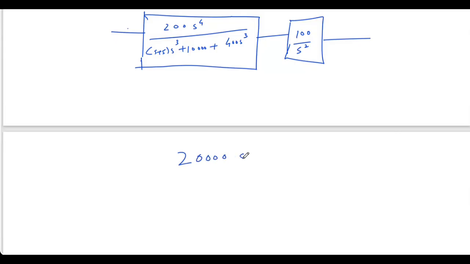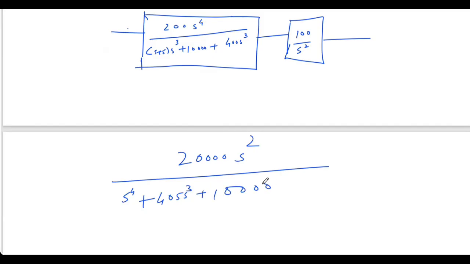20,000 S squared divided by S plus 5 into S cube is S power 4 plus 5S cube plus 400 S cube is 405 S cube, plus 10,000. So this is C of S by R of S. Okay.